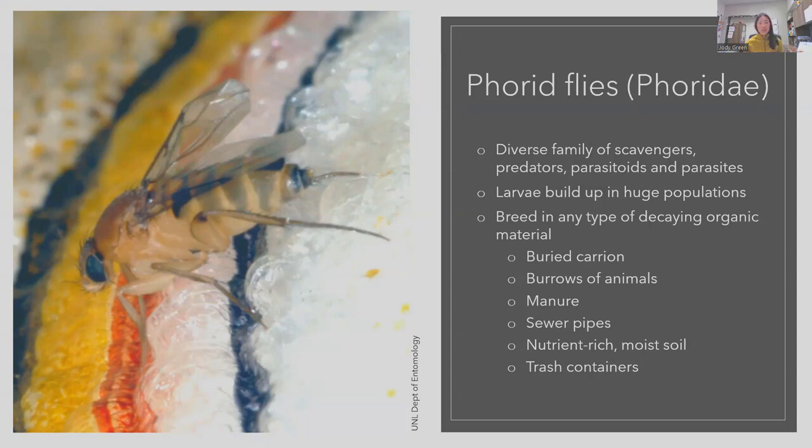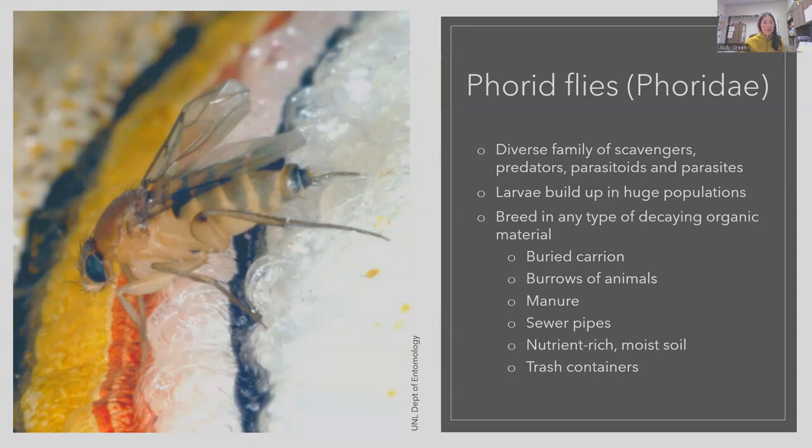It could be animal burrows, which will have phorid flies because of manure and rotting carcasses, sewer pipes, any nutrient rich soil, trash containers, all of those kind of things. If you've got phorid flies, it's probably a pretty horrid situation. So it's pretty bad. These are also called scuttle flies because they run really quickly in these short bursts and then short pauses. So they act a little interesting, a little skittish.